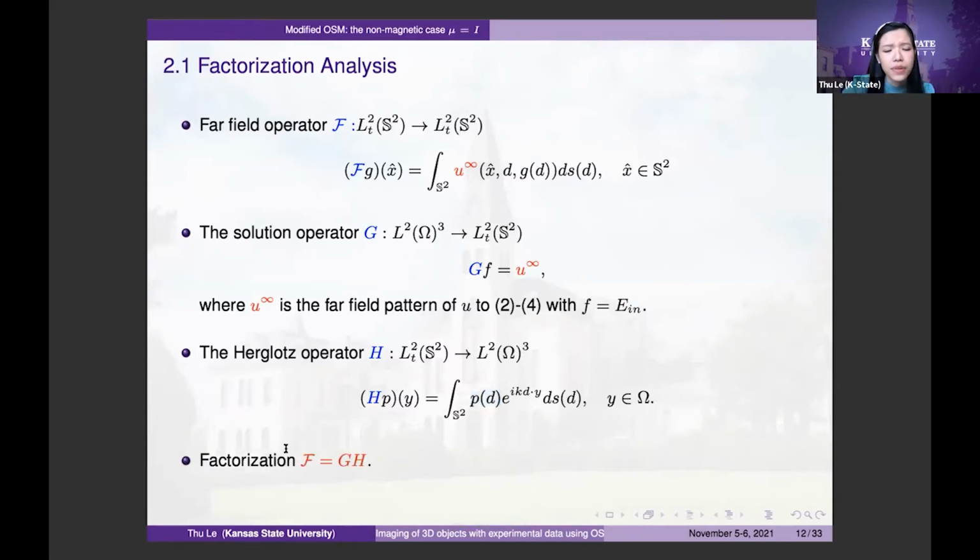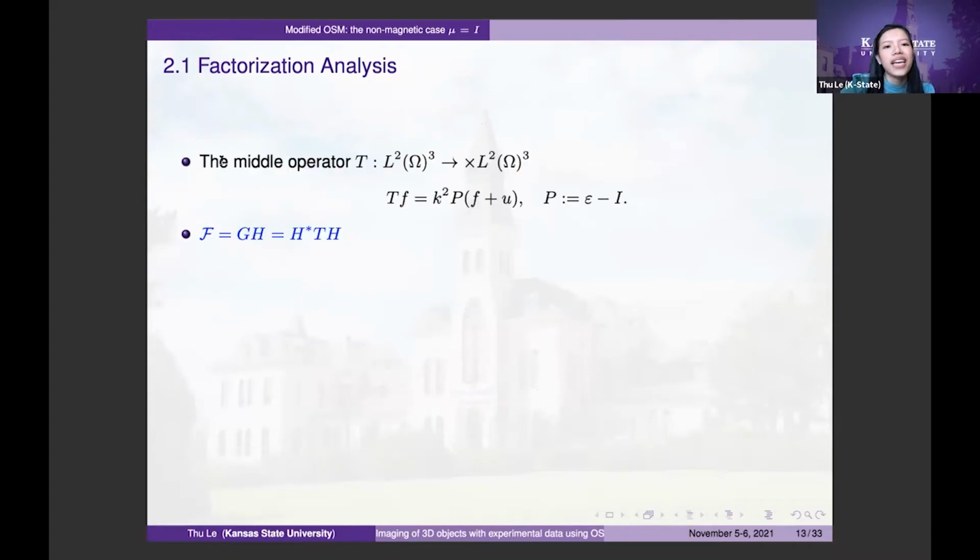And then we obtain the first factorization. It says that F is equal to G times H. Next, we introduce the middle operator T, where P is epsilon mu minus the identity matrix, and we obtain the second factorization for the far field operator F. We can rewrite F as H star T times H, and you see the operator T is in the middle, so that's why we call it the middle operator.